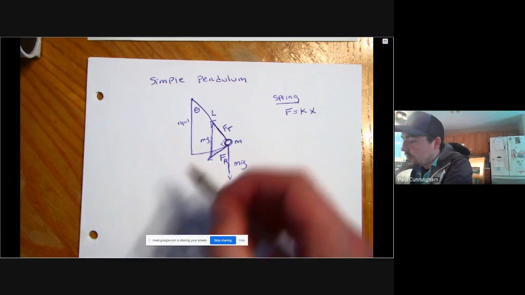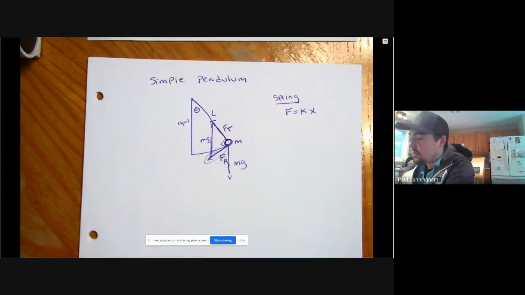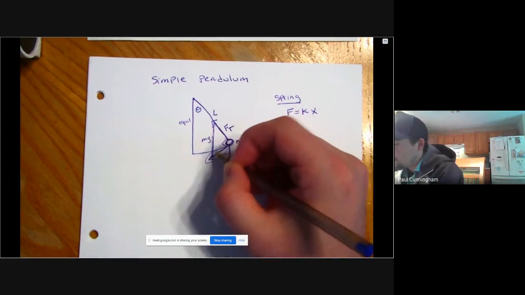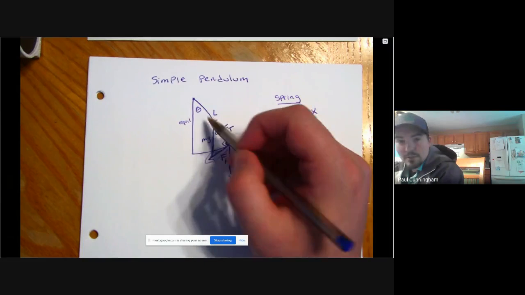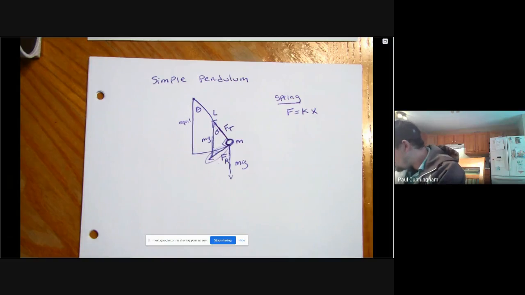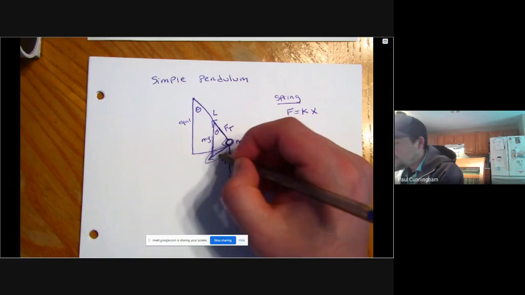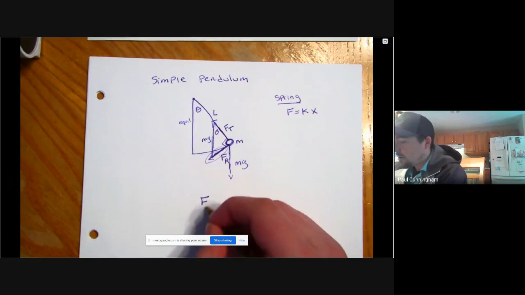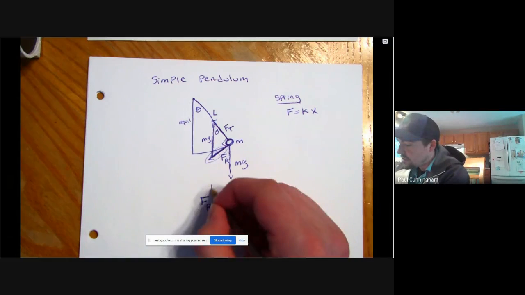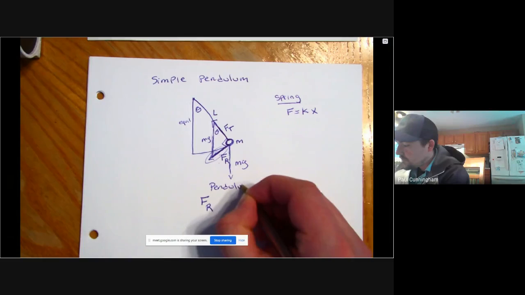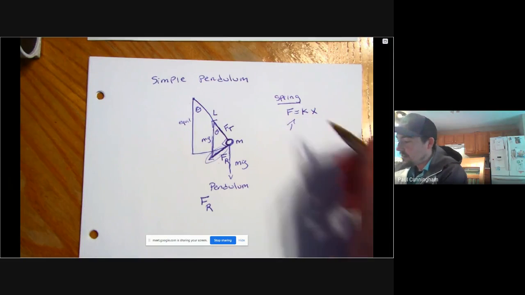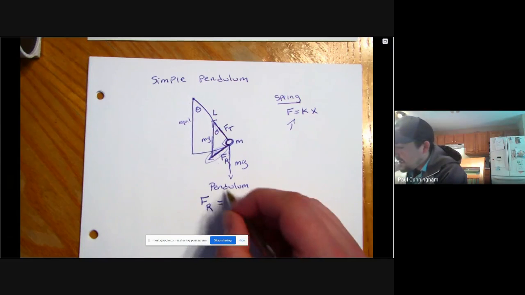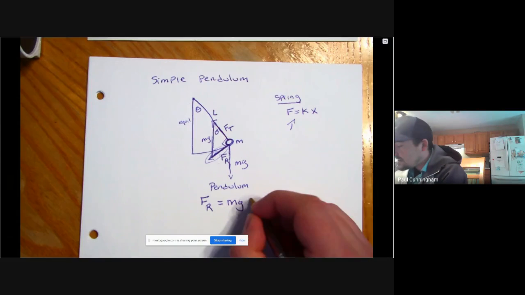But really what we're interested in is that restoring force. So if I was using that restoring force, again, here's theta. Notice similar triangles there. So really, we're dealing with the opposite side for the restoring force. So Fr, the restoring force in a pendulum, is the same idea here. This would be equal to mg times sine of theta.